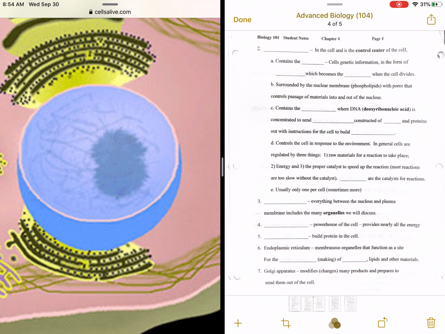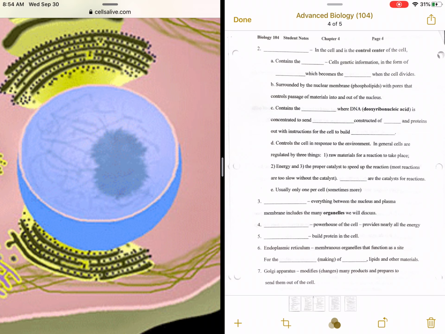Like, it can't be read by the ribosome, it can't be read and changed into messenger RNA, is what I'm trying to say. So it's surrounded by a nuclear membrane, and those are also phospholipids that surround it, with pores that control the passage of materials into and out of the nucleus. So it's kind of got a place for the material, for that RNA.